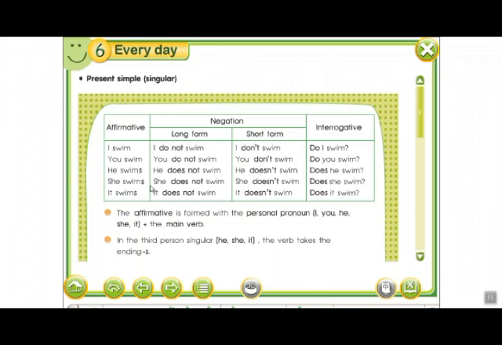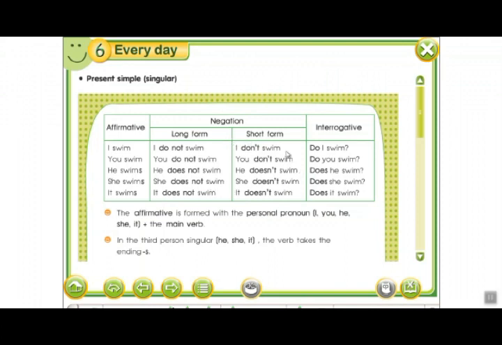it plays. But in the negation we say I do not swim or just I don't swim. This is the short form. The same, you can say you do not swim or just you don't swim. He does not swim or he doesn't swim. She does not swim or she doesn't swim. It does not swim or it doesn't swim. This is the short form of the negation and this is the long form. But you can just use this, okay?